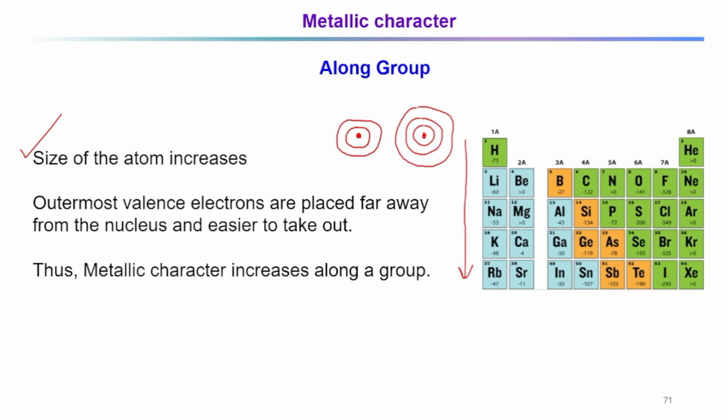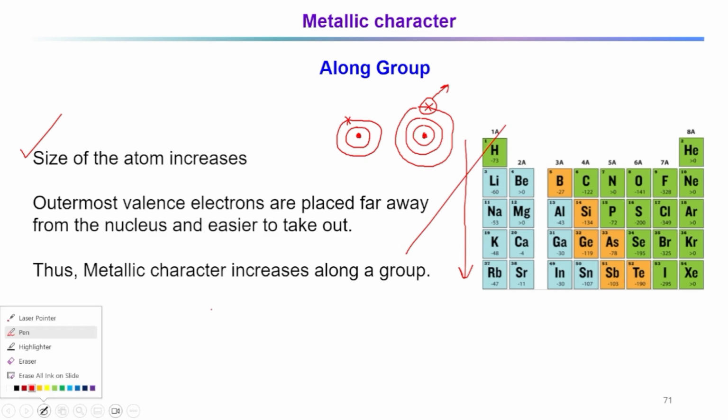Okay. So as we are going from top to bottom, the size of the atom increases, and the outermost valence electrons are placed far away from the nucleus and are easier to take out. The outermost electrons of lithium are in the second shell, right? Whereas in case of sodium, the outermost electron is in the third shell. So it is very easy because the distance from the nucleus to the electron is more. As the distance is more, it is relatively easy to take this electron out. If we take out this electron, it means it will be easier to remove the electrons. So that's why the metallic character increases along the group. As we go from top to down along a group, the metallic character increases.